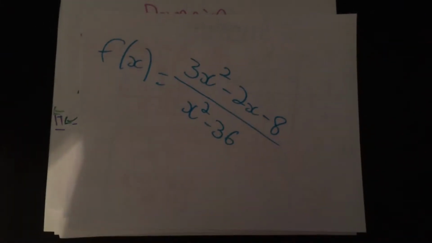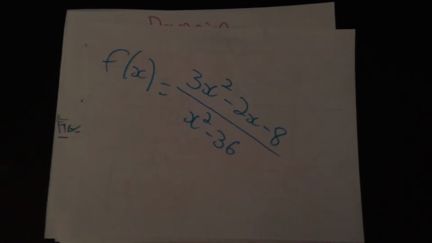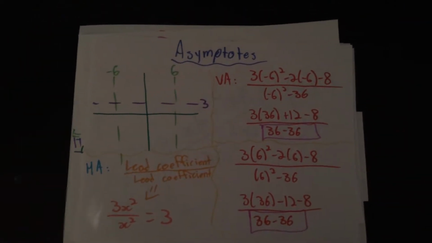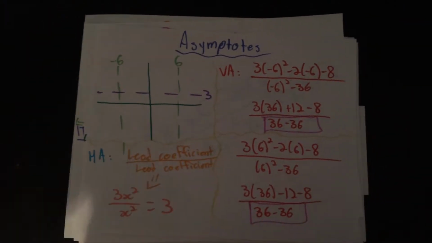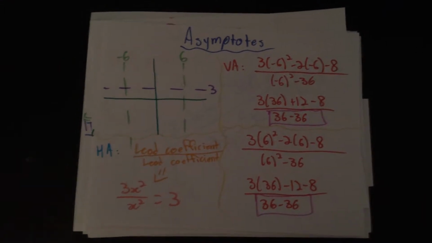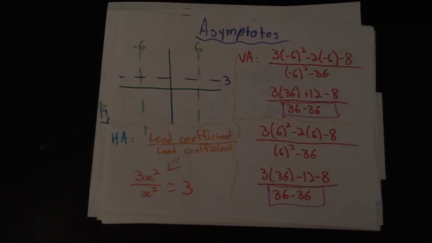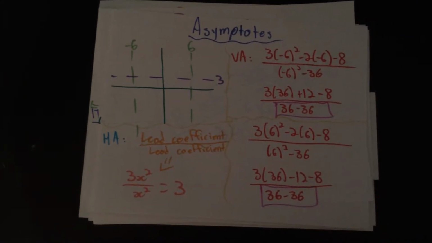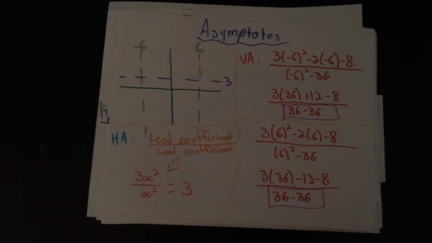The function used was (3x² − 2x − 8)/(x² − 36). This function has vertical asymptotes at −6 and +6. These asymptotes are found by subbing these two x values into the function and finding that the resultant denominator is 0 in both cases, therefore the vertical asymptotes.